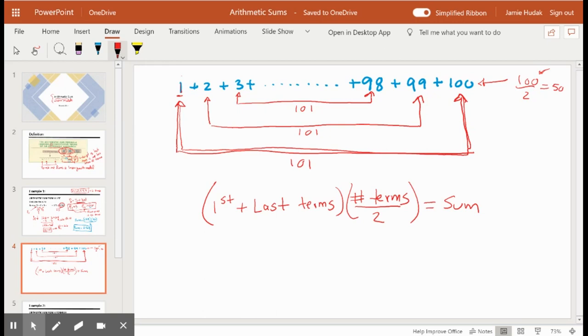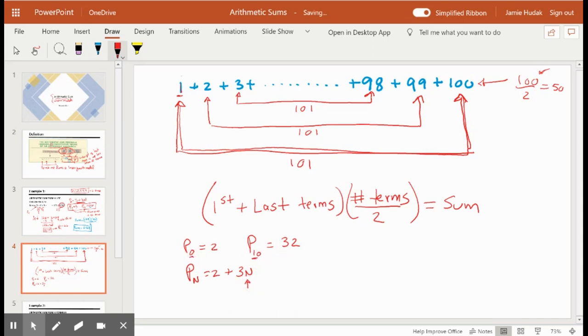So if I were to give you another example where P0 is equal to 2 and P10 is equal to 32, we can say that the formula is Pn equals 2 plus 3n. If I plugged in 10 for n, we would get 32.